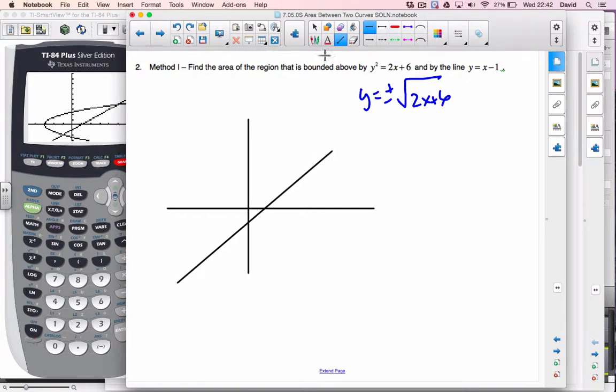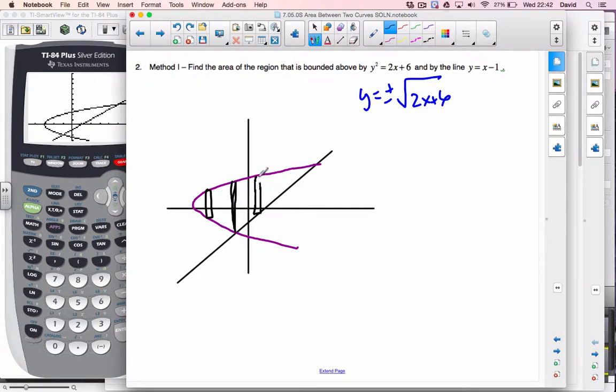Here's my line, my curve. We'll do it in purple. Is somewhere like that. And so I need to find the area between these two. Well, I have this all the way up to here, and then it switches functions. I have 2 parts. I have to break it up. And so I need to find this point of intersection and that point of intersection.